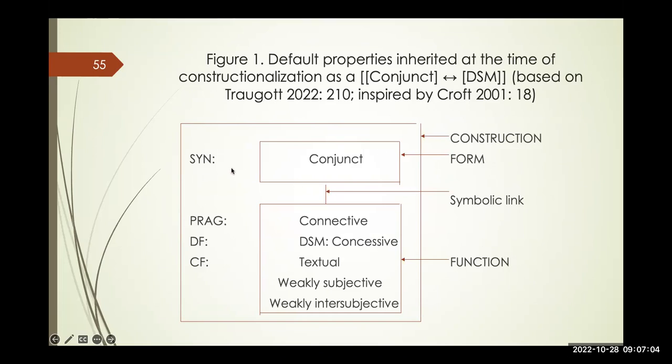And the one that's relevant in this case is that it's syntactically a conjunct, symbolically linked to a pragmatic component. The pragmatics of this object is connective. A discourse function, it's a discourse structuring marker of a concessive type. And textual, this is weakly subjective, weakly intersubjective. So you've got textual, weakly subjective, and weakly intersubjective.